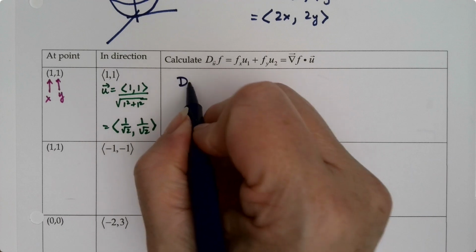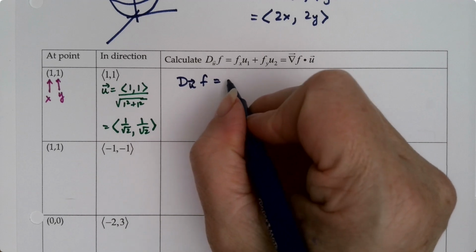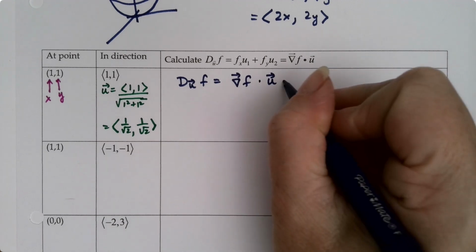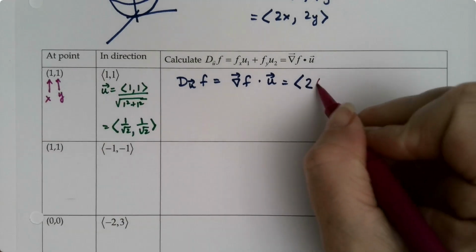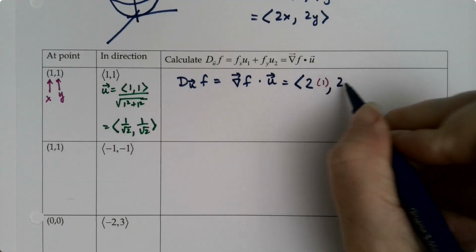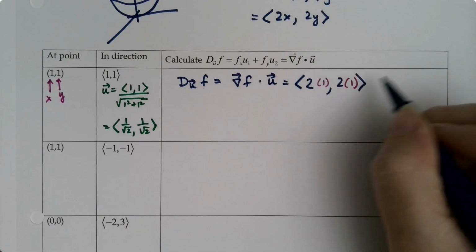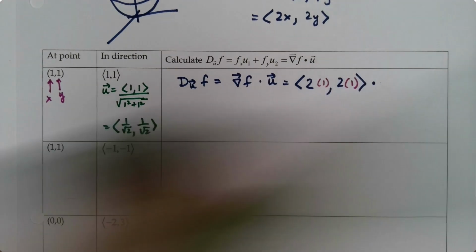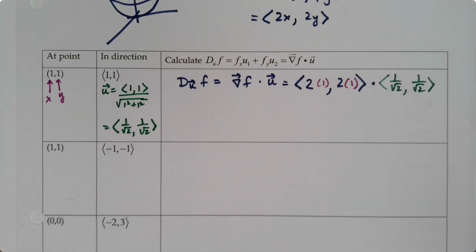So the directional derivative of the function f in the direction of u would be equal to the dot product of the gradient and the unit vector. Okay, so that would be 2, but instead of x, I'm going to put in my x value of 1, and then 2 times 1 for my y. There's my gradient, dot product with (1 over the square root of 2, 1 over the square root of 2). Or if you like, you can rationalize them in your head. It's square root of 2 over 2.